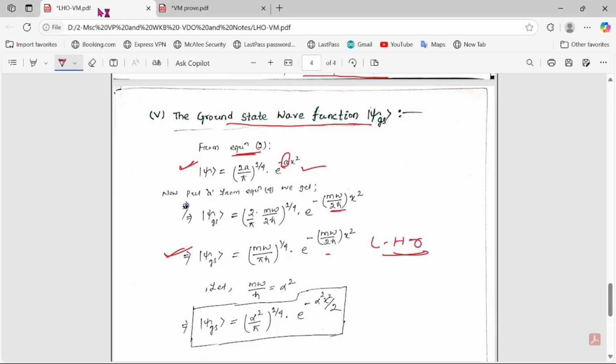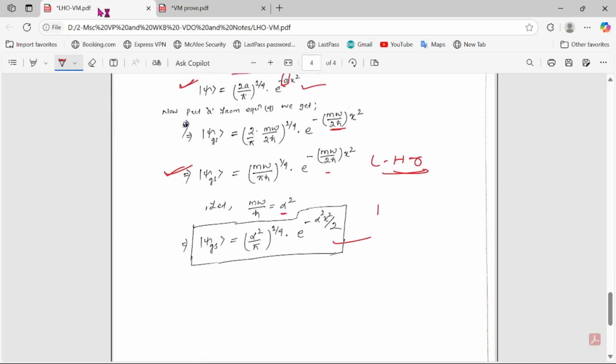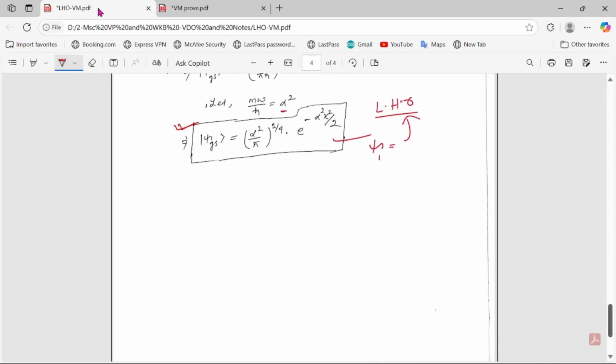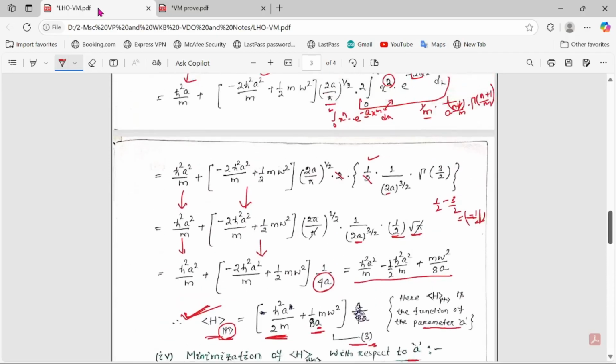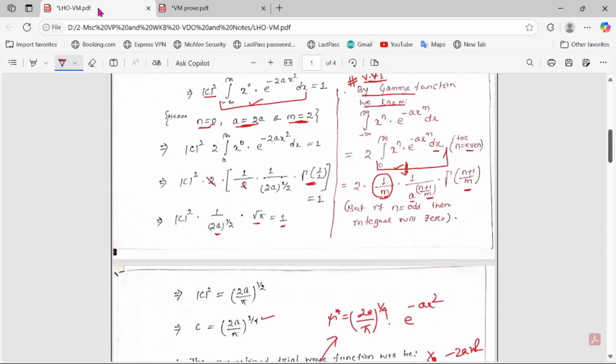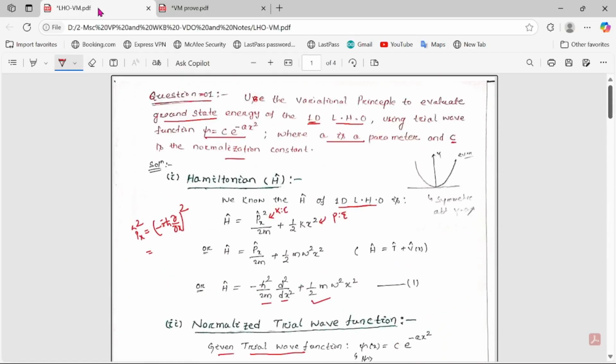If I put mω by πħ as alpha square, it will be (alpha square by pi) to the power 1 by 4 into e to the power minus alpha square x square by 2. You may have studied this in your plus 3, when you derived and found the ground state wave function psi 0 for the linear harmonic oscillator. So here we found the same. Okay, so here we discussed in this video in detail how to find the ground state eigenvalue and eigenfunction of a linear harmonic oscillator step by step.